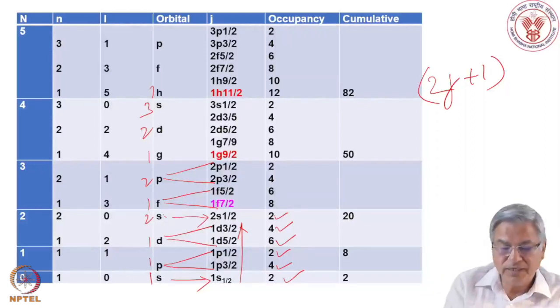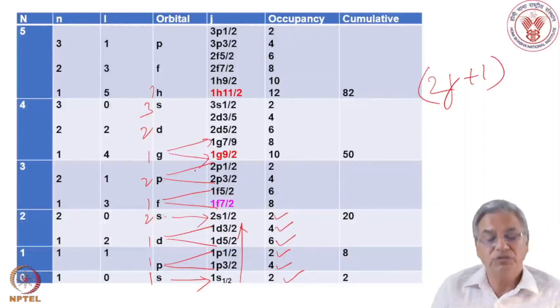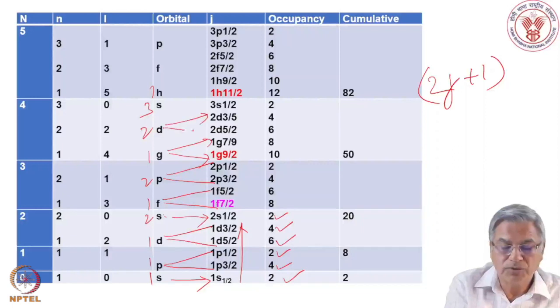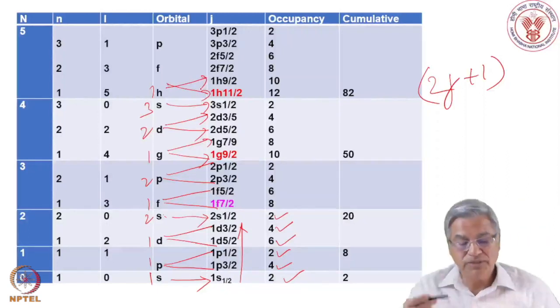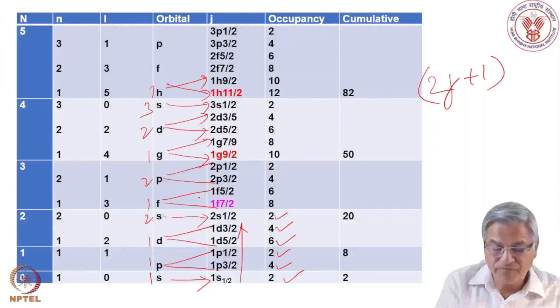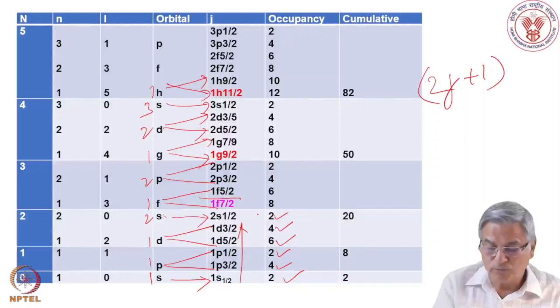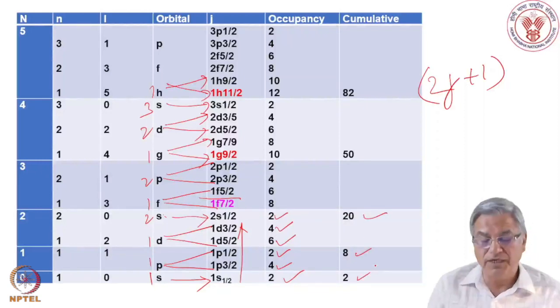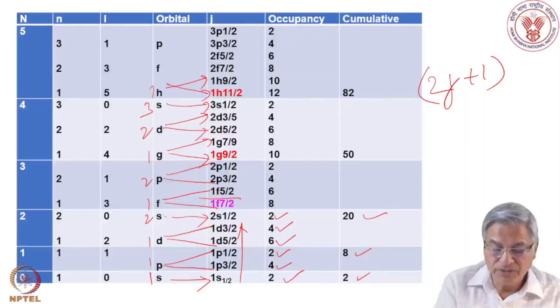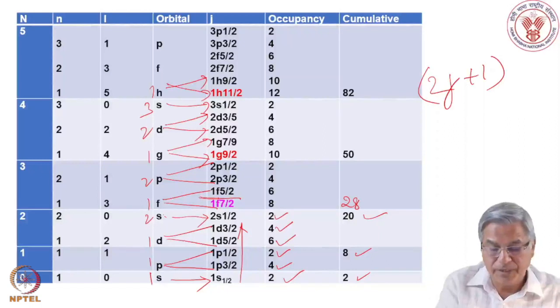Now you can see here, the G orbital will split into G9/2 and G7/2. The D orbital will split into D5/2 and D3/2, and S will not split, and so on. H11/2, H9/2. Now you can see the occupancy. Whenever the F7/2 is lowered, up to 20 we have explained in the previous scheme, but now this will give you 28, and at 28 also there is a gap here.